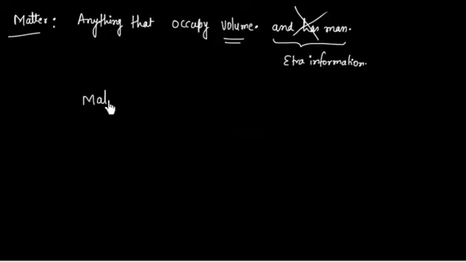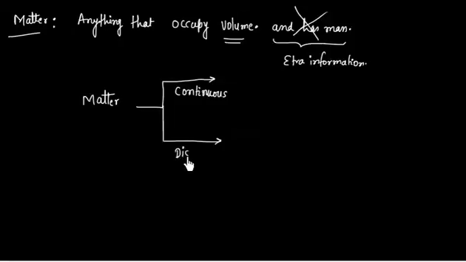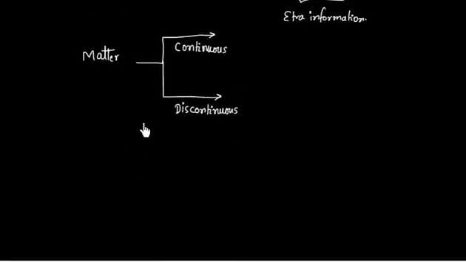Now, chemistry started from philosophers. There are two groups of philosophers. One group of philosophers said matter is continuous. Another group of philosophers said that matter is discontinuous. What is the meaning of continuous? Let us say I have an object, and if I divide this object, I will get 2 objects.